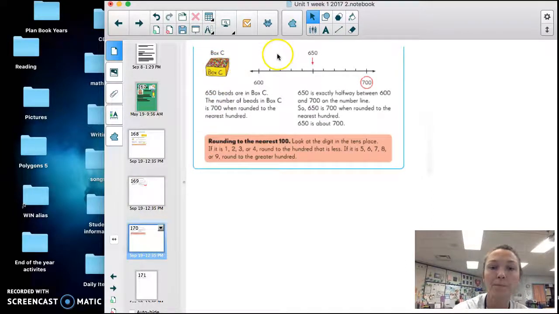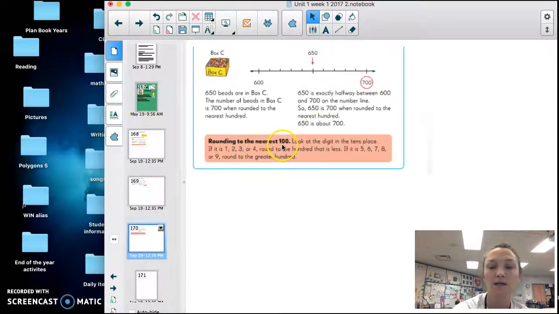Box C: what happens when your number is that middle marker number right in the middle of your number line? There are 650 beads in box C. The number of beads in box C is 700 when rounded to the nearest hundred. 650 is exactly halfway, that middle marker between 600 and 700 on a number line. So 650, we're going to round up. Whenever it's on that middle marker, we're going to round it up. So 650 is 700 when rounded to the nearest hundred. So 650 is about 700.